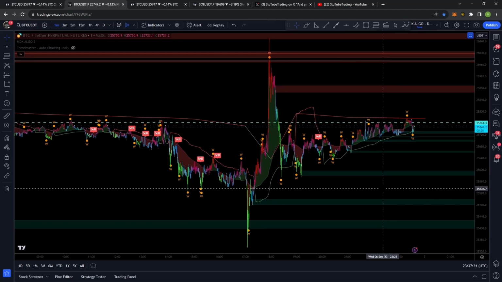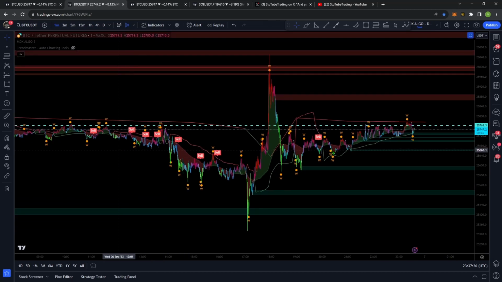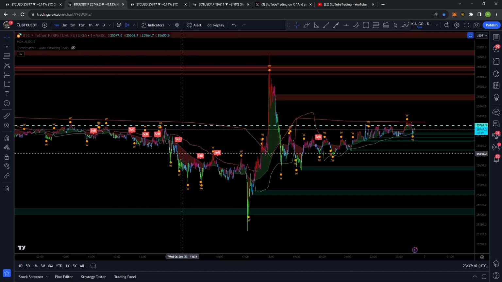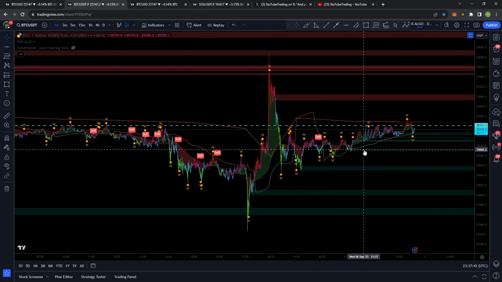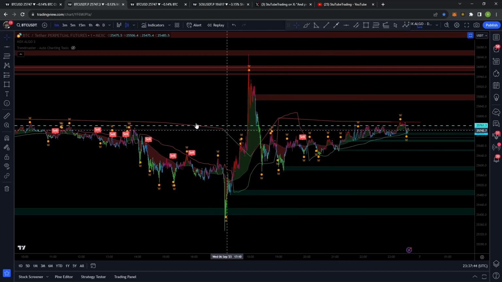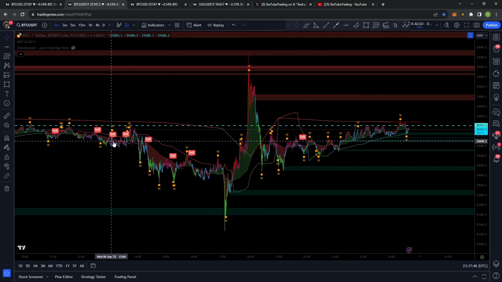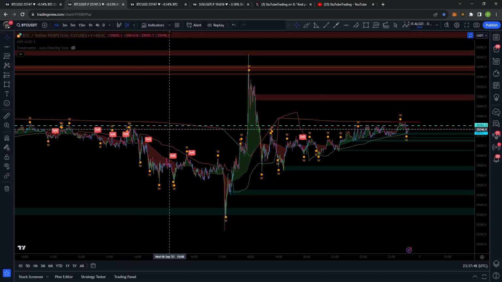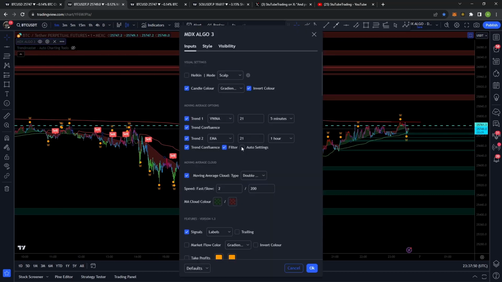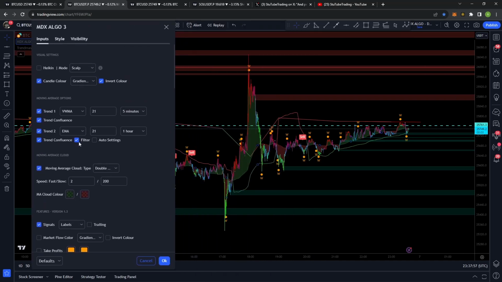Oh, it did already change a little bit. So yeah, you can see we're missing those buy signals that were back here now. When you use the filter feature, it'll really cut out a lot of the clutter, and you're basically only going to see the signals that match up with both your trends. So that's where my 5 minute trend and my 1 hour trend line up. That's what you're going to get when you have filter checked.